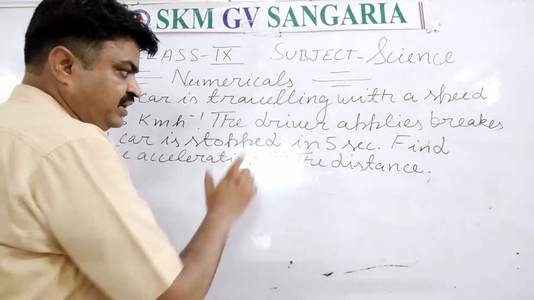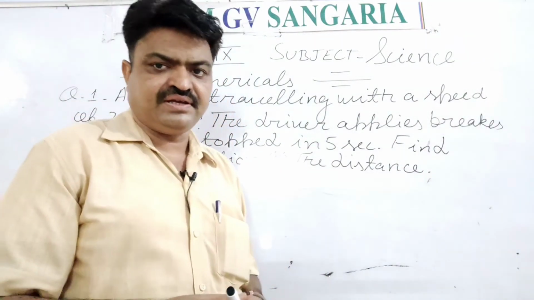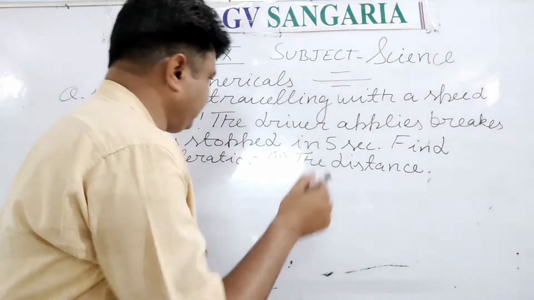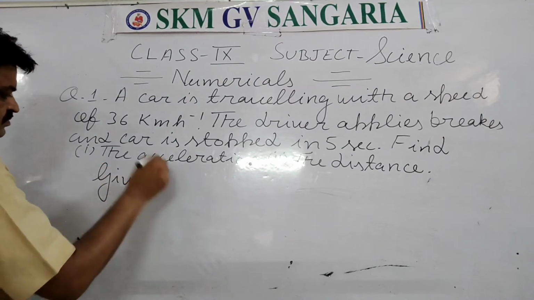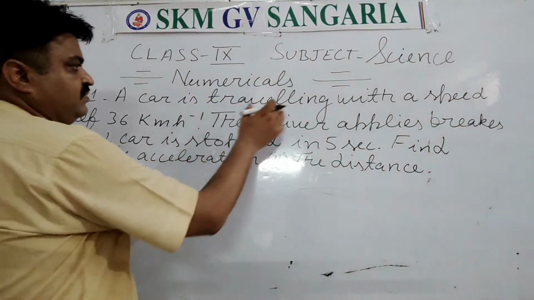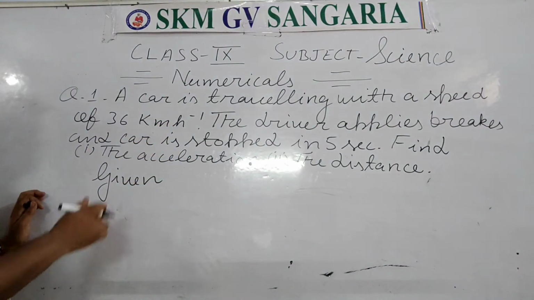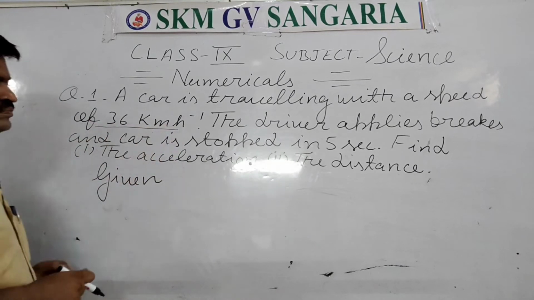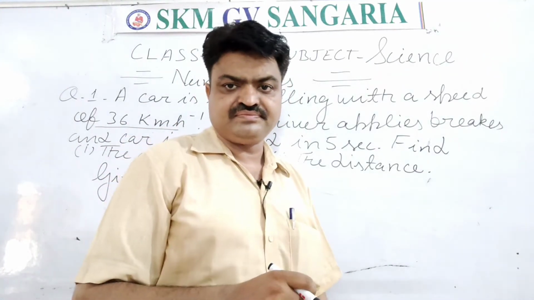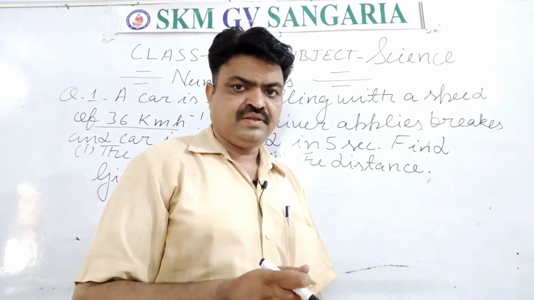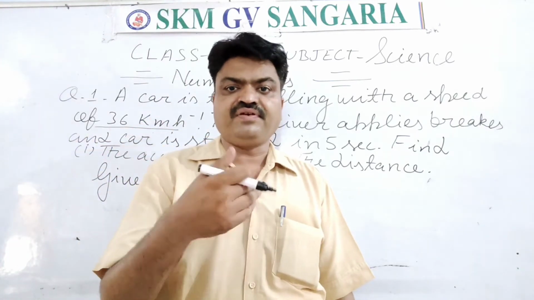For finding these quantities, what should we do? We should write the quantities that are given in the question. So first we will write the given. A car is traveling with a speed of 36 km per hour. So what is it, students? Is it initial velocity or final velocity? According to your observation, is it initial or final?